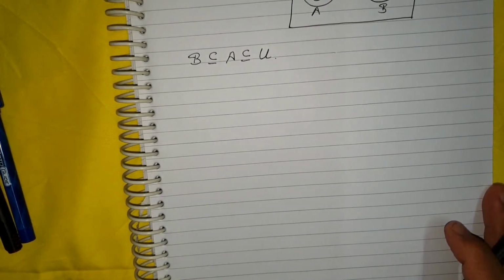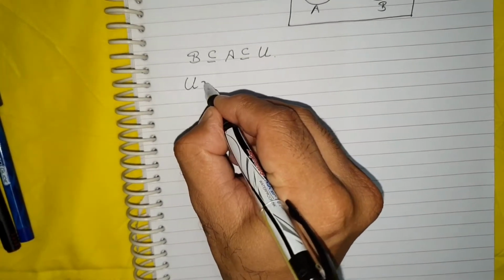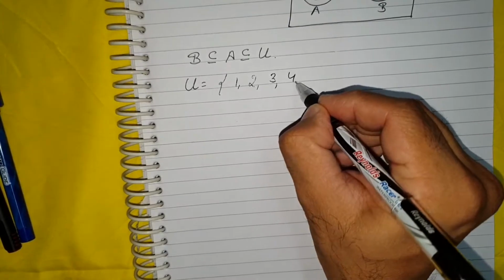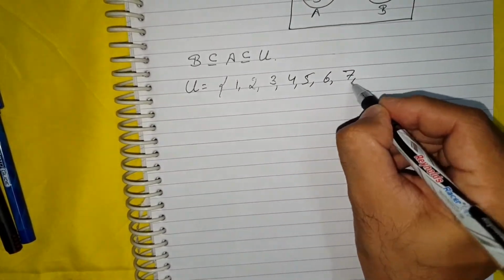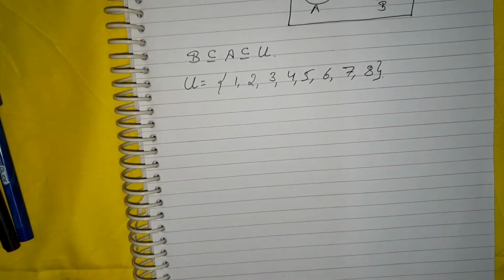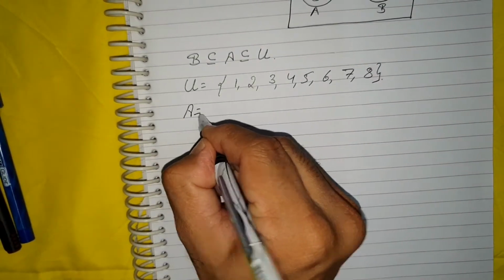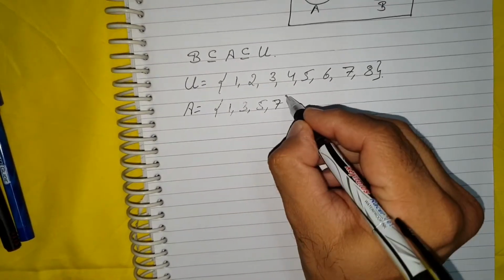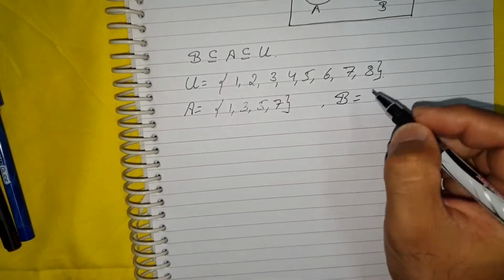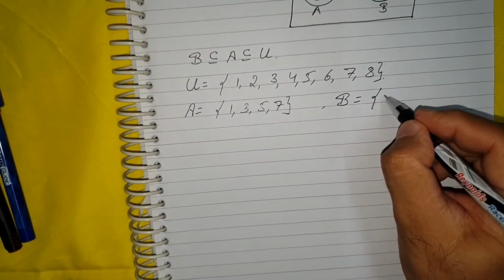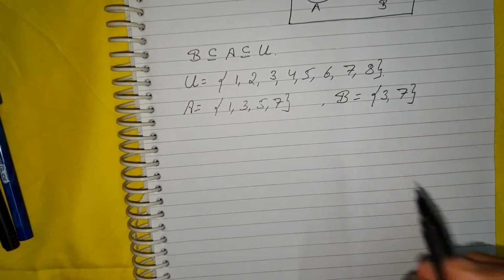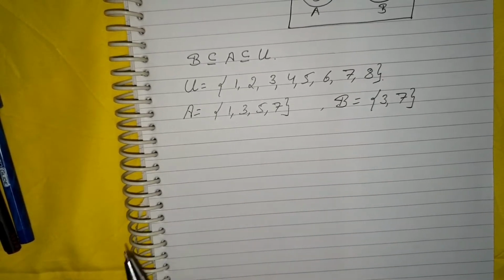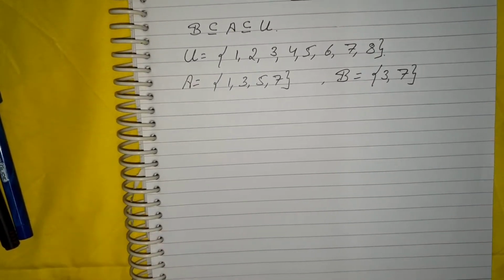Now see, U as 1, 2, 3, 4, 5, 6, 7, 8. Set A as 1, 3, 5, 7, and taking B as 3, 7. Now as we can see, B is 3, 7. B is actually the proper subset of A.